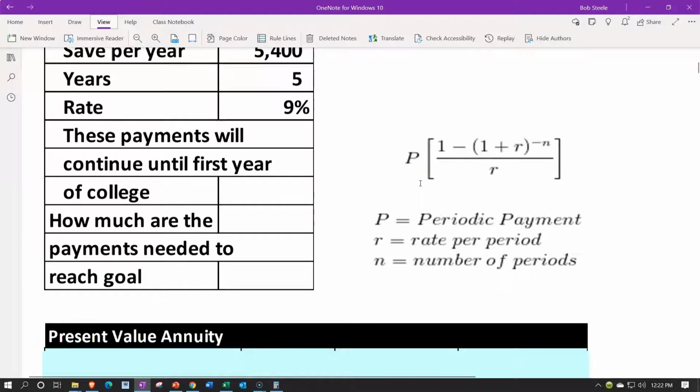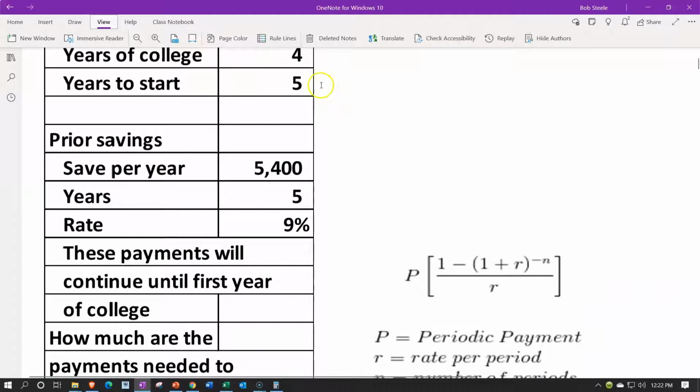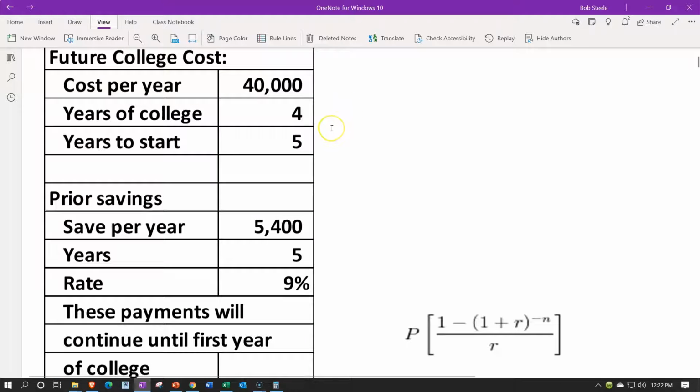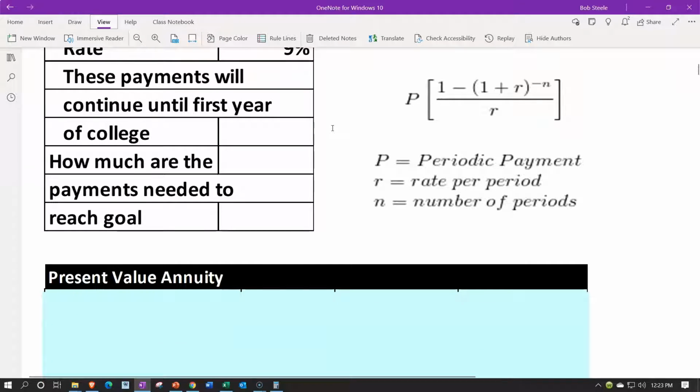So if we go back down, first we have to do the annuity for the college. I need to bring this 4 years at $40,000 back to the starting point of the college, which isn't the present day. That's going to be 5 years from today, but that's the starting point of the annuity related to the 4-year college. So we're going to use the present value calculation, present value of an annuity.